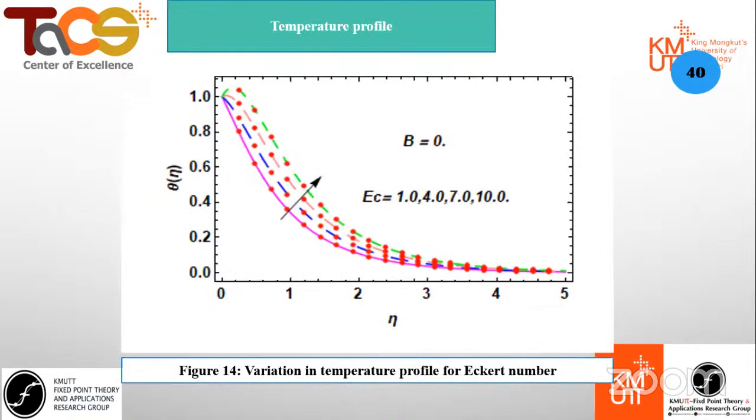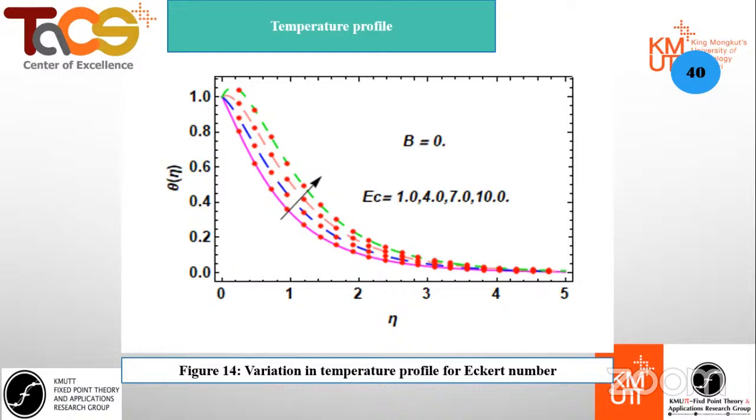Okay, now the temperature, the impact of Eckert number on temperature profile. So actually, what is the Eckert number? The Eckert number is a dimensionless parameter used in fluid mechanics to describe the ratio of kinetic energy to thermal energy in a fluid flow. And it is defined as the ratio of the kinetic energy per unit mass of the fluid to the specific heat capacity at constant pressure times the temperature difference.